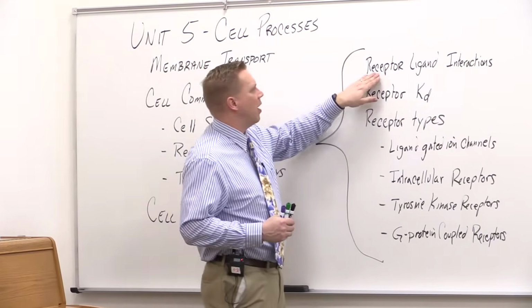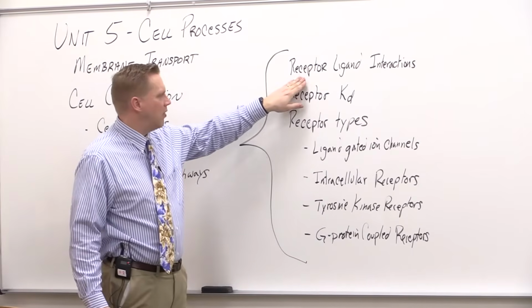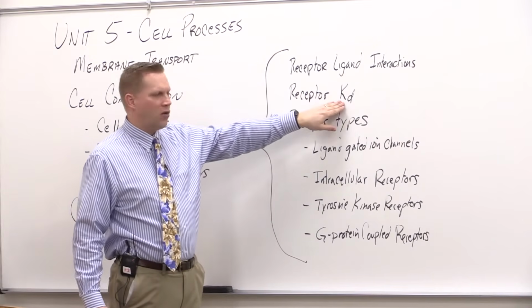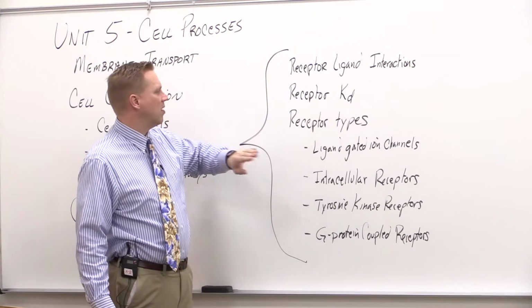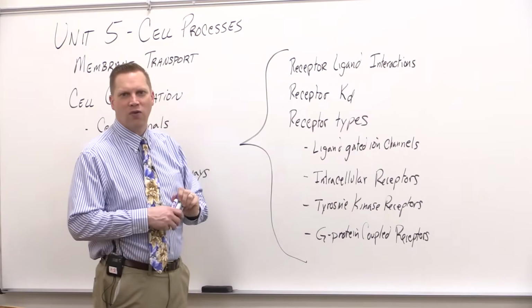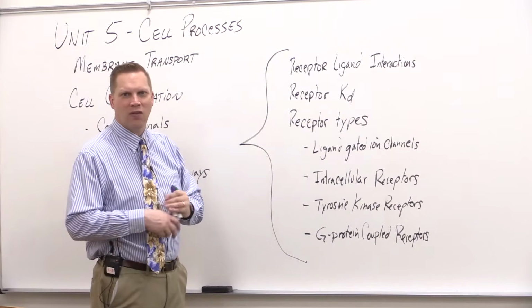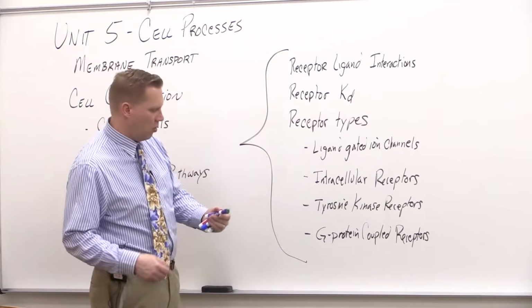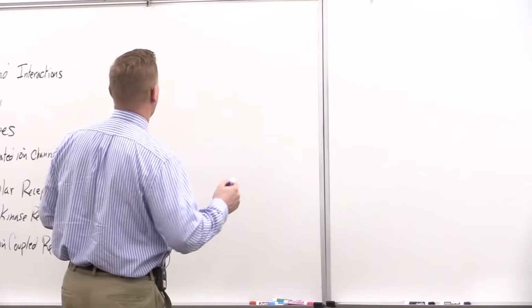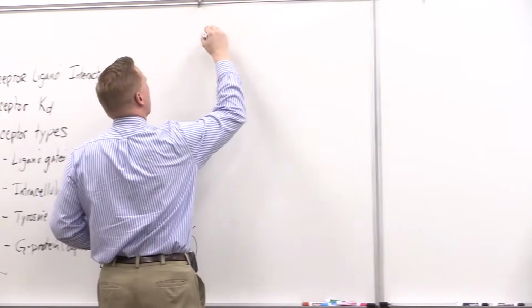We want to talk a little bit about the receptor-ligand interactions. We'll talk about receptors and their KD, or dissociation constant, and then we'll go through mechanisms for different receptor types that are quite common in cell signaling. So let's get started with just a few notes about receptor-ligand interactions.